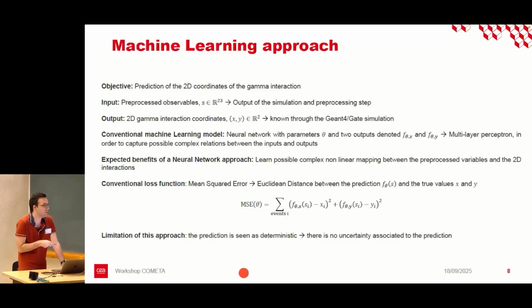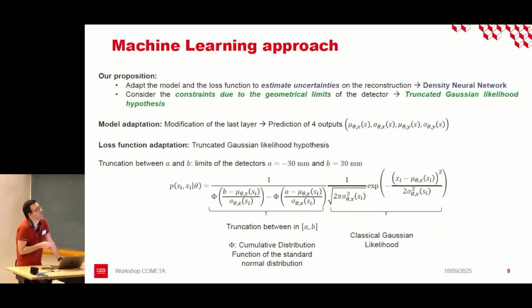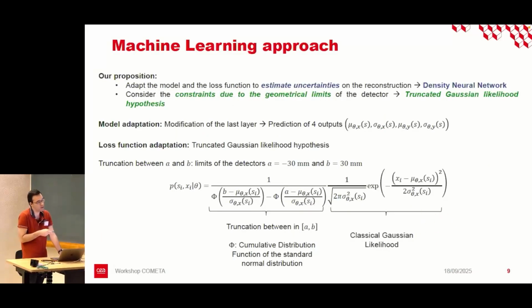But a limitation of this approach is that the prediction is seen as deterministic. If we have one specific event, we will have one answer. So there is no uncertainty associated to the prediction. So that's why we have developed a new approach that will help to predict also an uncertainty. So we have to adapt the model and the loss function to estimate uncertainties in the reconstruction. So that's why we use what we call a density neural network. I will explain what it consists of later.